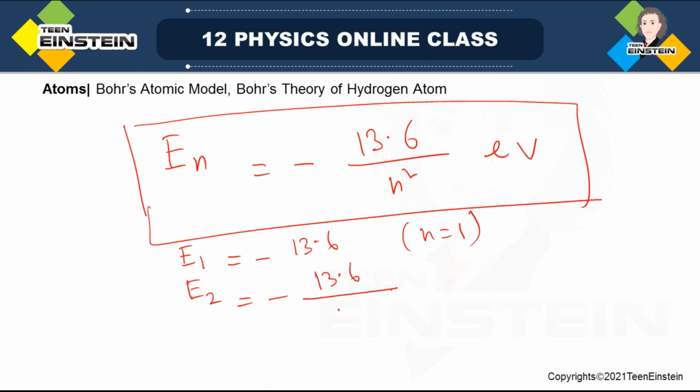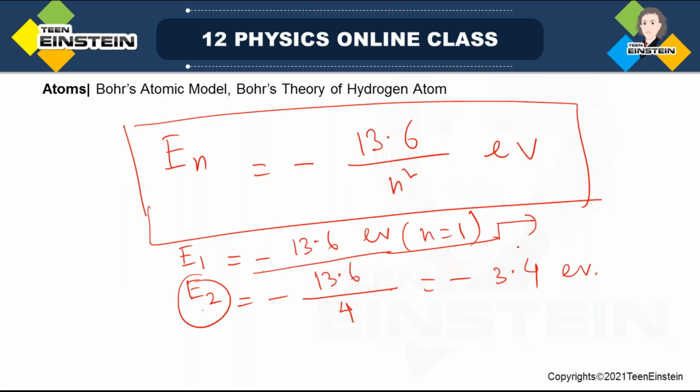Second orbit, so this is n equal to 2, so this will be 4. In fact, you will get minus 3.4 electron volt. So this state is called first excited state, because this is the lowest energy that hydrogen can have in the first Bohr orbit. So this state is called ground state, where the energy of an electron is the least in the hydrogen atom. That state is called ground state. So this is the energy when n is equal to 1.